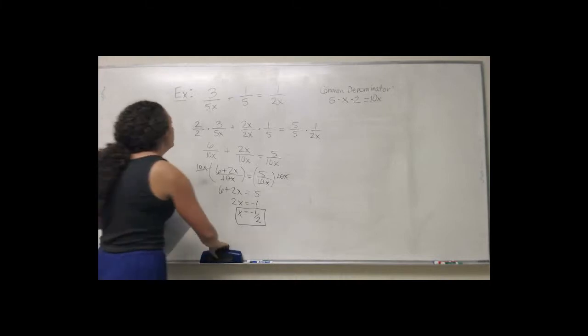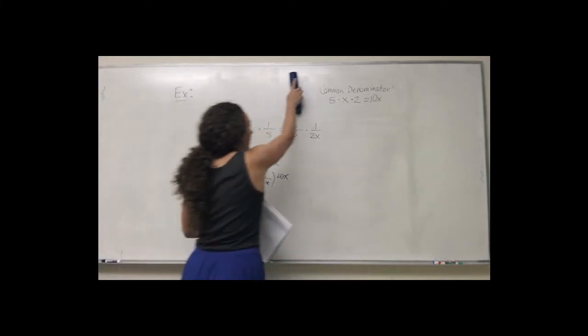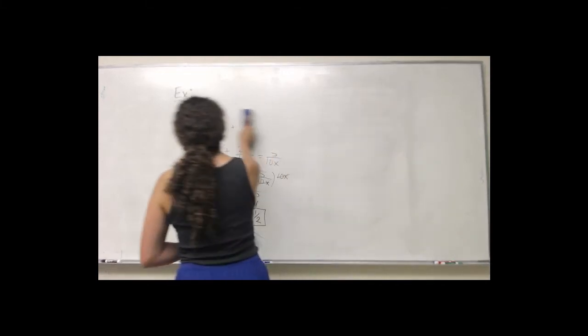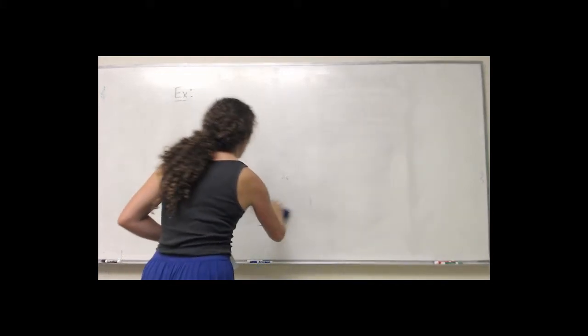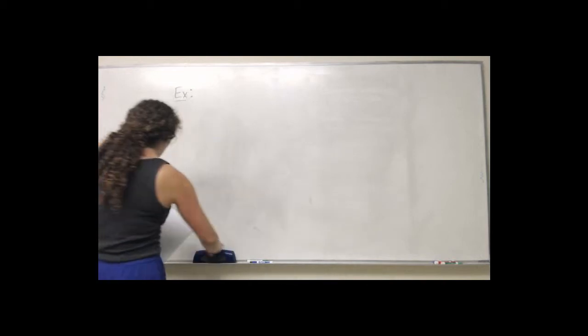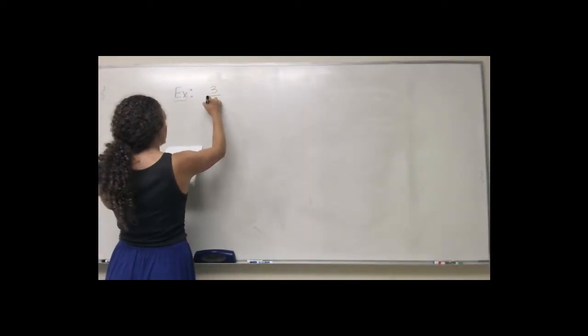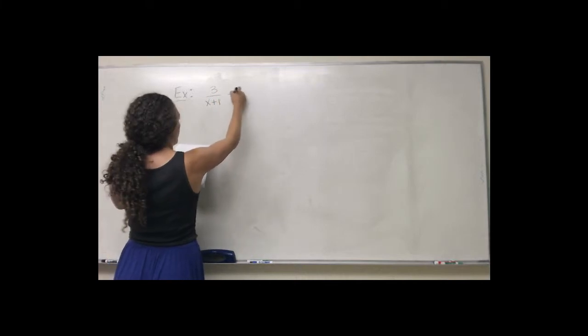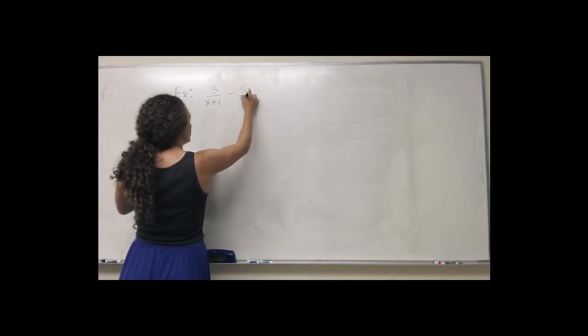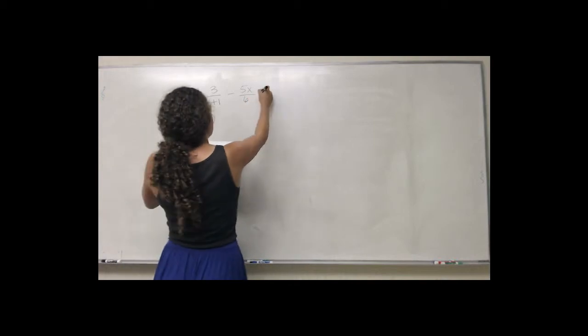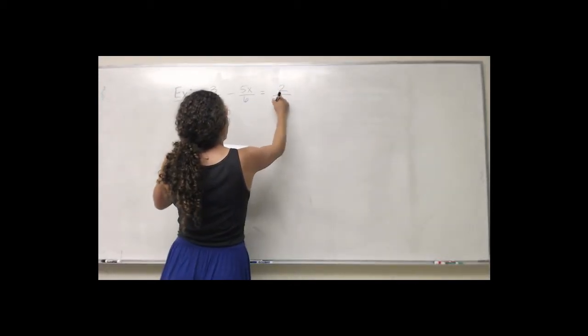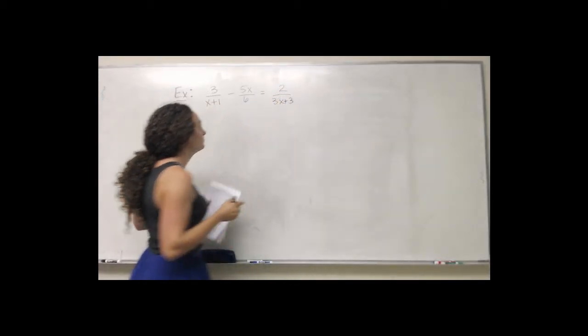The second one is actually going to end up being a quadratic equality. So this example is 3 over x plus 1, minus 5x over 6, is equal to 2 over 3x plus 3.